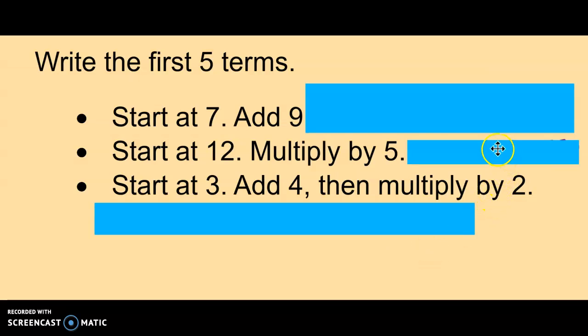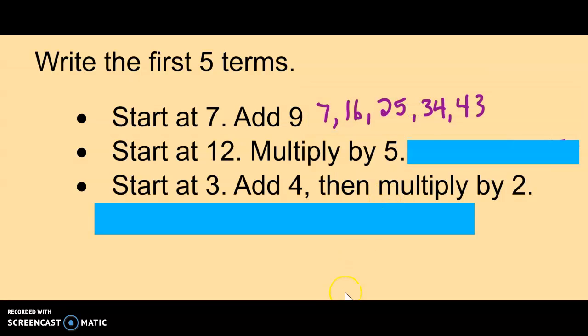Okay, guys, here are the answers. So when I start at 7 and add 9, my first term is 7, add 9 is 16, then 25, 34, and 43. For the second one, start at 12 and multiply by 5. My first term is going to be 12, and when I multiply by 5, I get 60. Multiply by 5, I get 300. Times 5 is 1,500. Times 5 is 7,500. So those are my first 5 terms for that one.